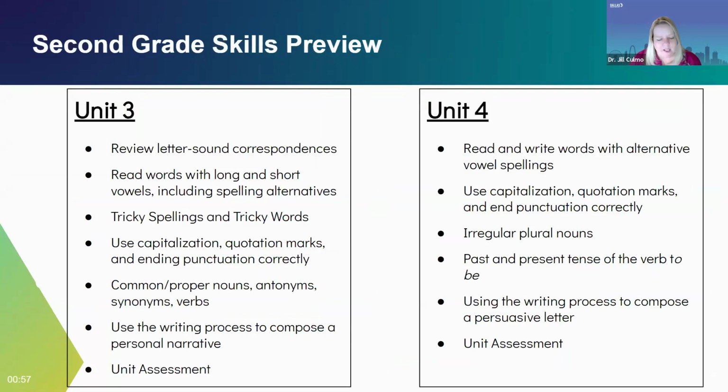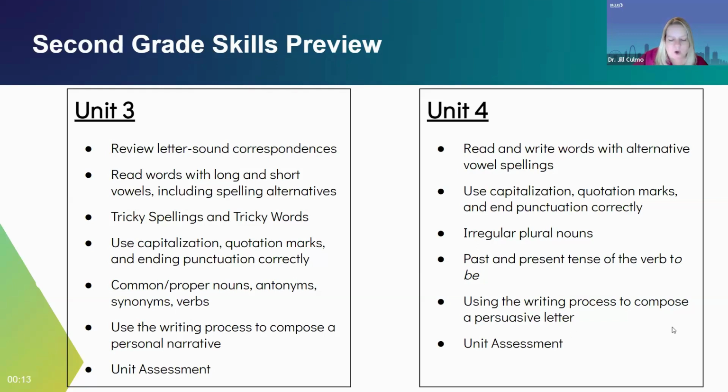All right, let's see what second graders will be doing during Quarter 2 in the Skills strand. First, they will be finishing up Skills Unit 2 before moving into Unit 3 of Skills, in which they will be introduced to spelling alternatives for vowel sounds along with various tricky spellings. Remember, tricky spellings are spellings that can stand for more than one sound. Students will practice writing a personal narrative, while the grammar instruction will focus on capitalization, quotation marks, ending punctuation, and common and proper nouns. Students are also introduced to antonyms and synonyms.